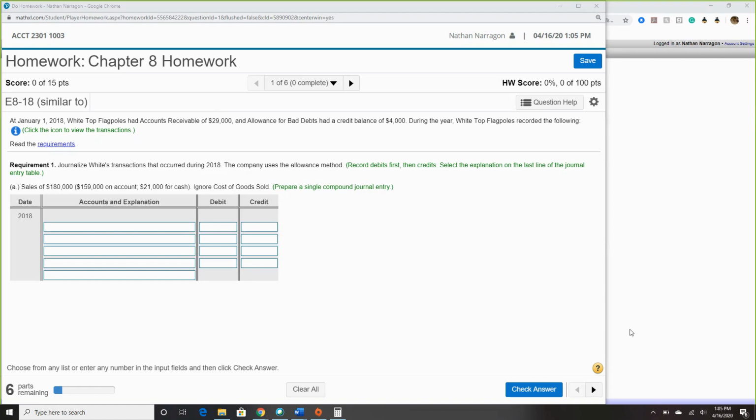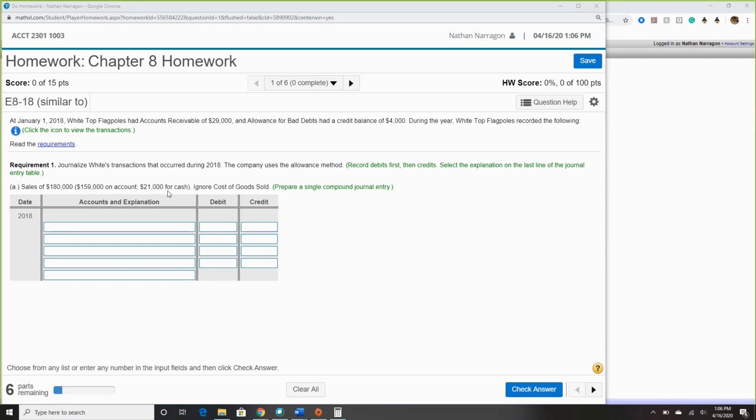Alright, so starting off with problem number 1. This is dealing with, looks like, Whitetop Flagpoles, and they're going to have an accounts receivable of a certain amount. This one has $29,000. An allowance for bad debt has a credit balance of $4,000. During the year, Whitetop Flagpoles record the following.